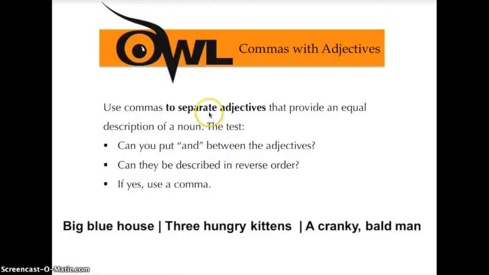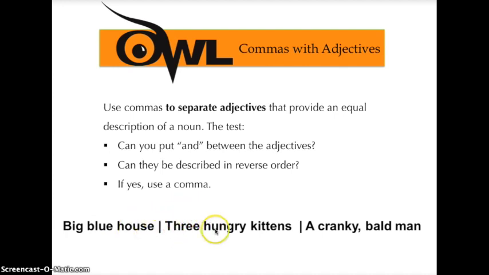You should also use commas to separate adjectives that provide an equal description of a noun. So here's the test. Can you put and between the adjectives? Can they be described in reversed order? If yes, use a comma. Let's look at the following examples. Big blue house. Can we say big and blue house?